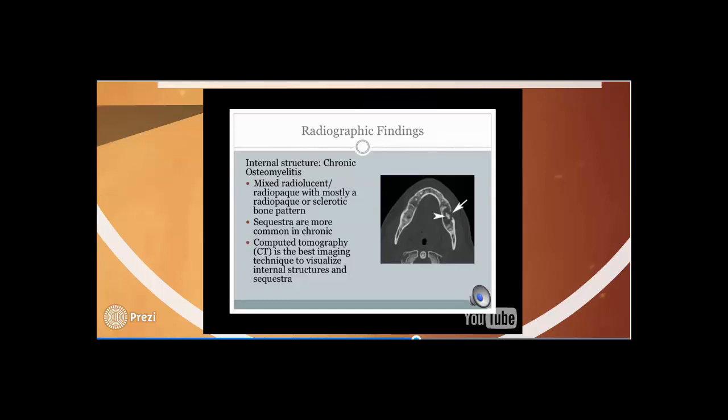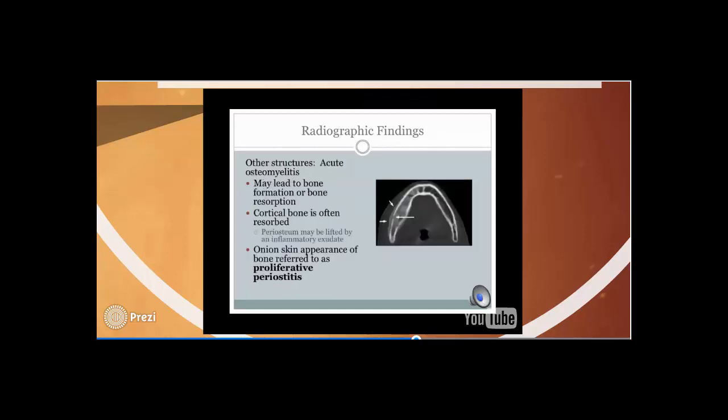Computed tomography is the best imaging technique to visualize internal structures in sequestra. On the right is a CT scan of a sequestrum in the mandible. For other structures, acute osteomyelitis may lead to bone formation or bone resorption. The cortical bone is often resorbed.